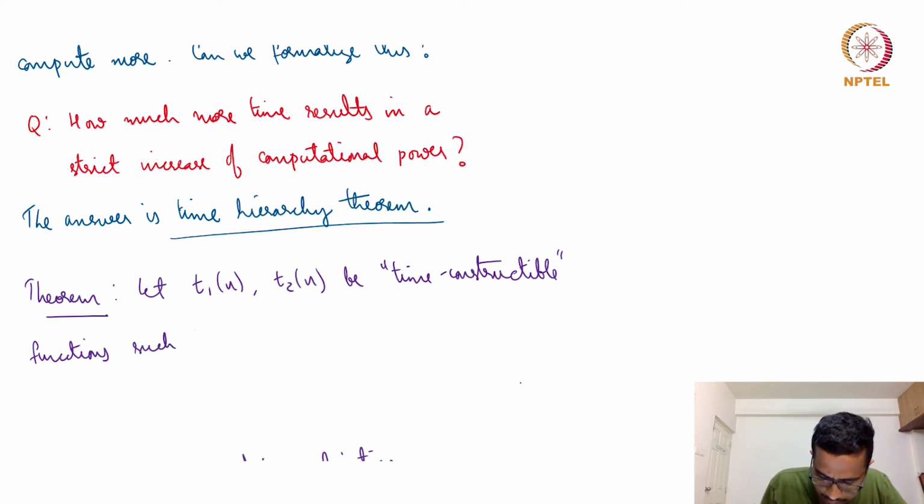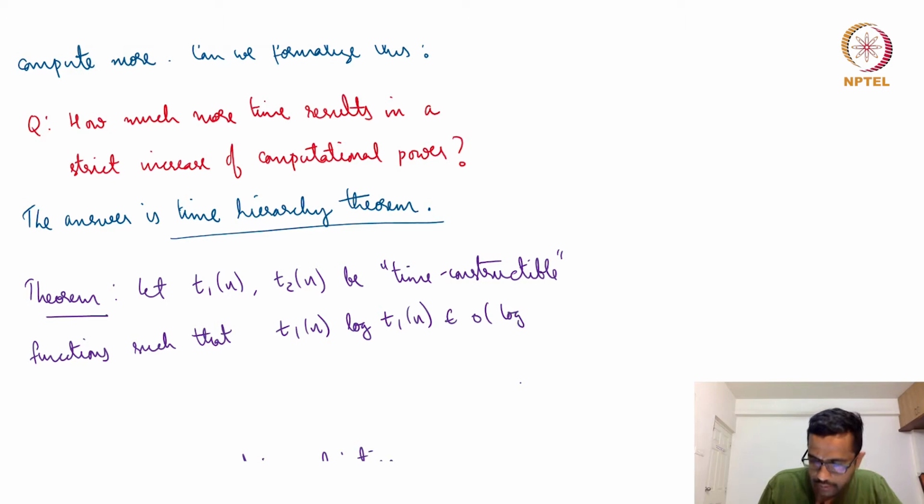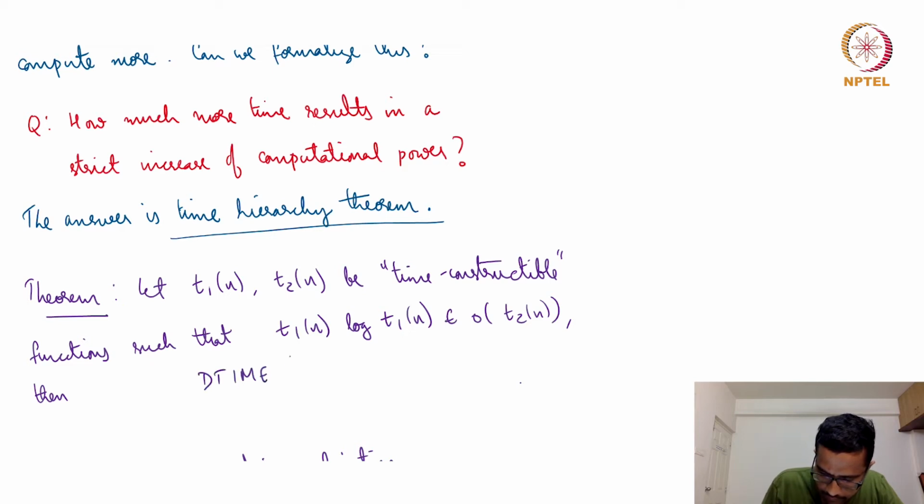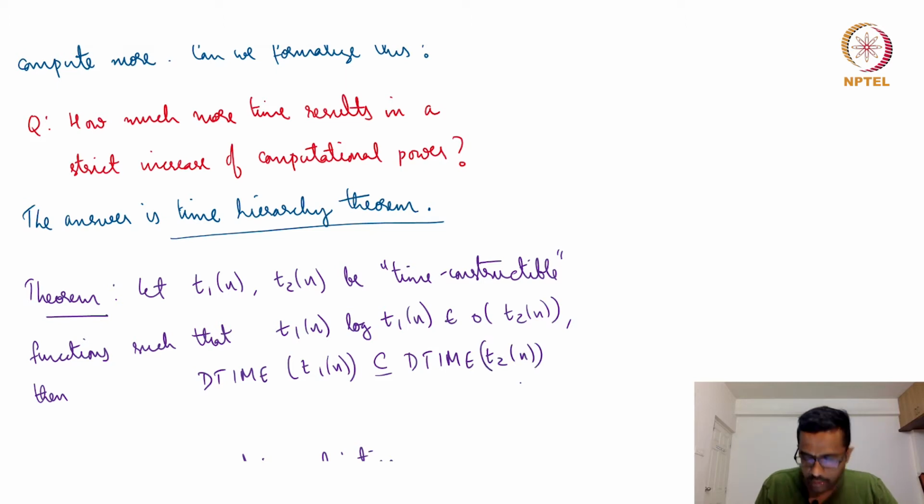Such that T1(n) log T1(n) is little o of T2(n). Then DTIME of T1(n) is contained in DTIME of T2(n). This is what we will expect.